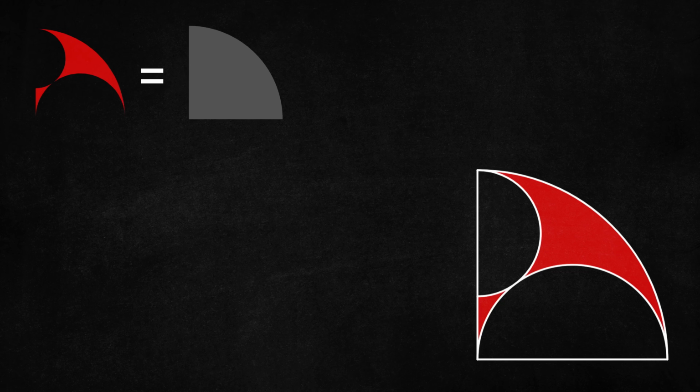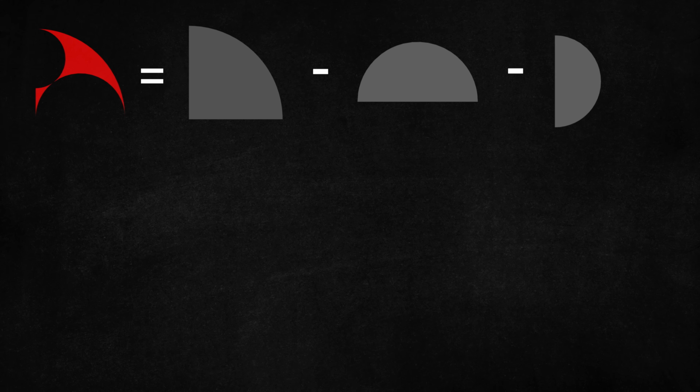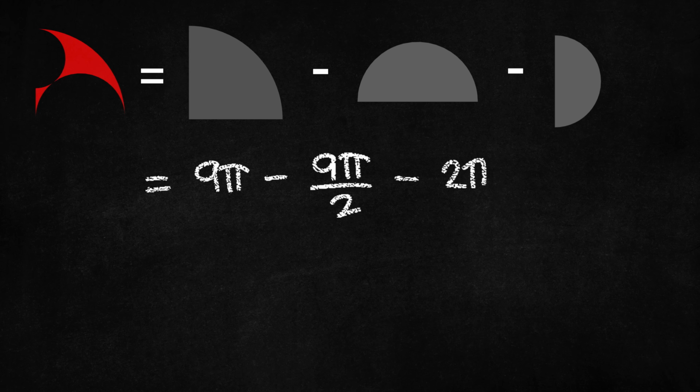Finally, we can solve the area of the shaded region. The area of the shaded region is equal to the area of the quarter circle minus the areas of the semicircles. All there's left to do is substitute all the areas that we have solved in the previous steps. We get 9 pi minus 9 pi over 2 minus 2 pi.